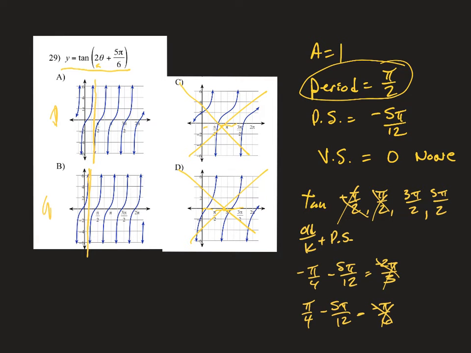So let's do this last one, which is 3 pi over 2. I think this one's going to help us. When we do 3 pi over 2 divided by k, we get 3 pi over 4. And that's 9 pi over 12 minus 5 pi over 12.